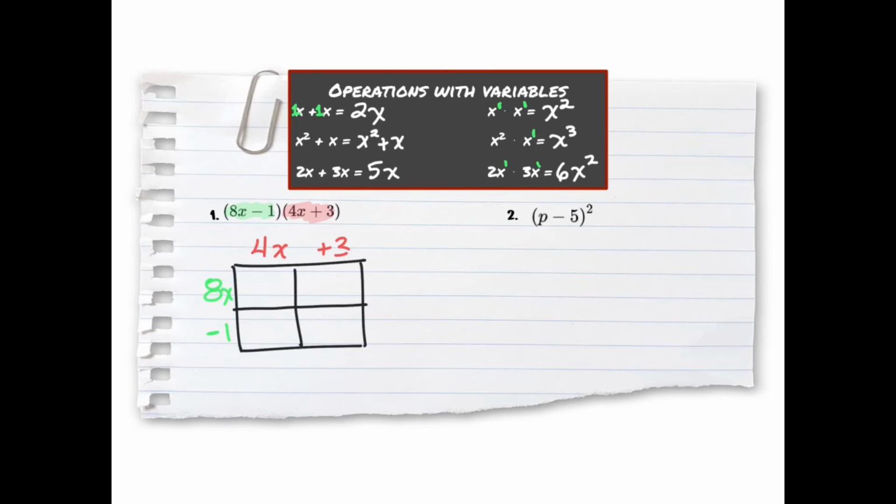4 times 8 is going to give us a 32. And then x times x, x to the second power. Now we're going to move on to this box.